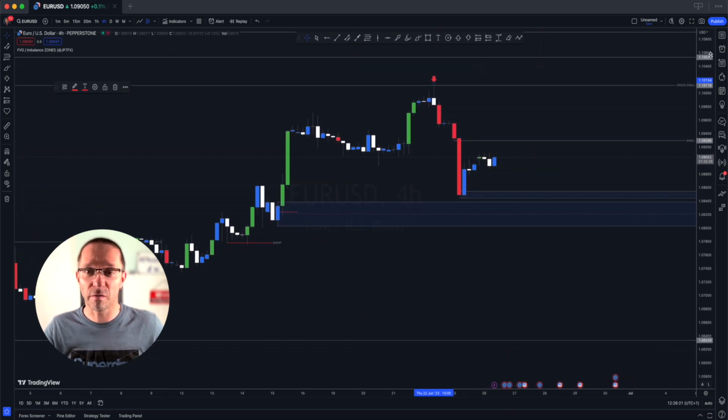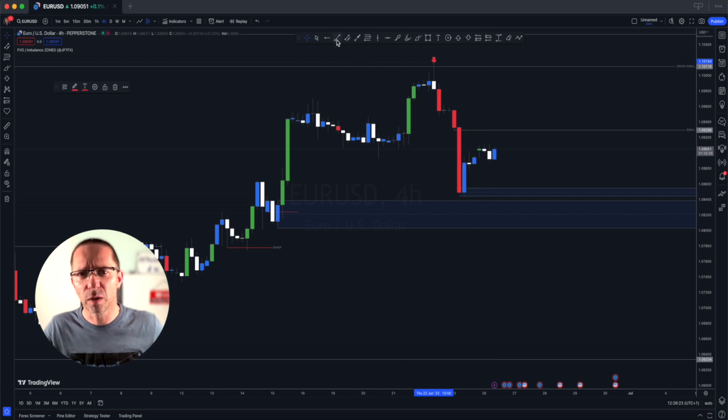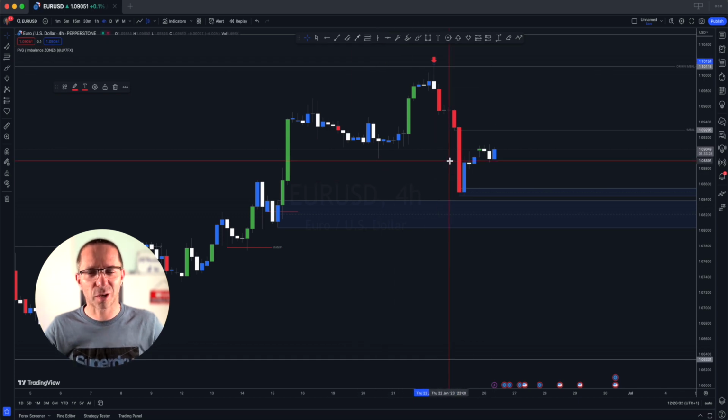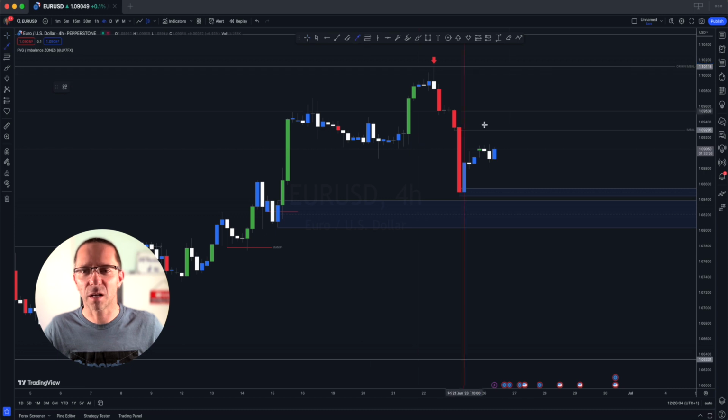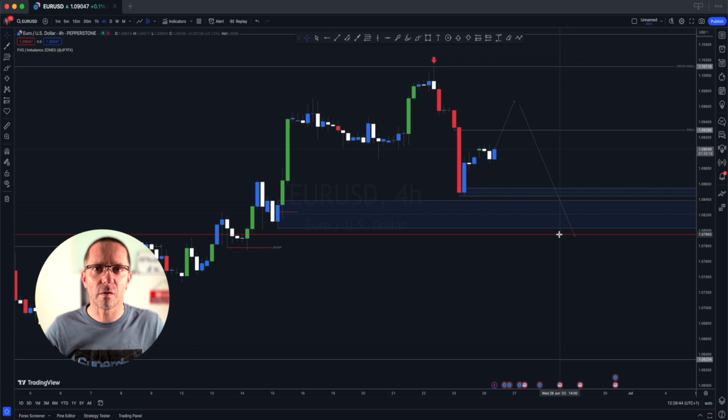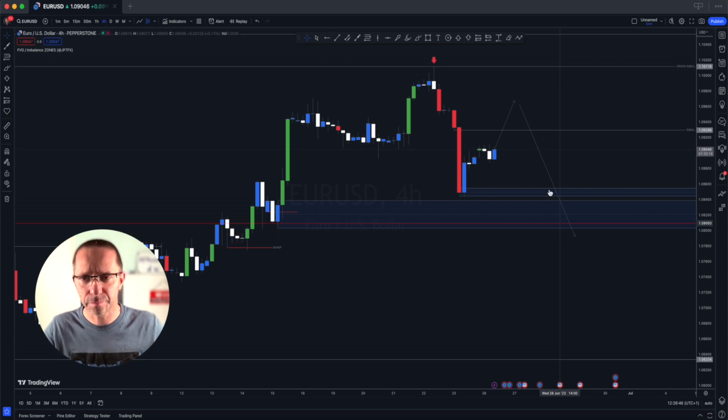Now, is it a full reversal? No. We don't see a full reversal until we break this area of demand. Yes, this is a change of character when we break through here, but it's not a full change of character until you see a pullback, okay, and then you see that reversal, making a new low. So we break this swing low, a new low, that's a full reversal and a change of character.